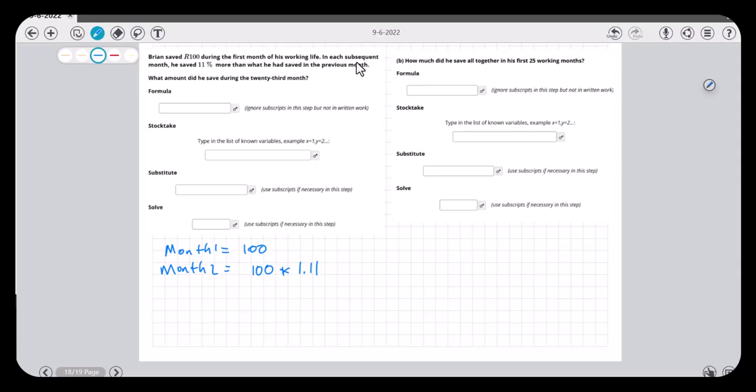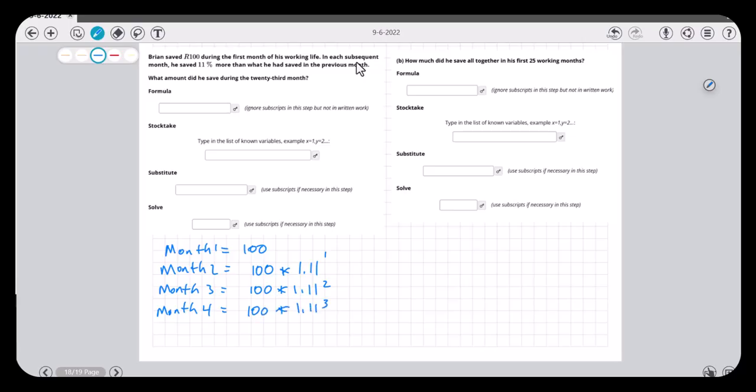And so notice this is to the first power. Month 3 would be 100 times 1.11 raised to the second power. Month 4 would be 100... Hopefully you see what's happening here.